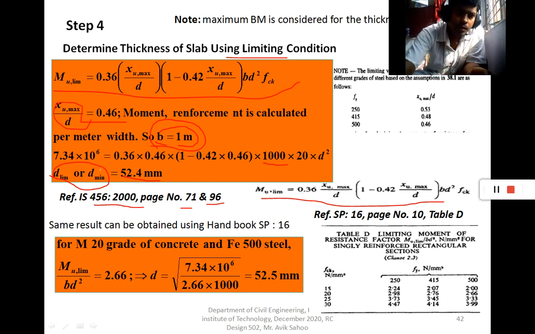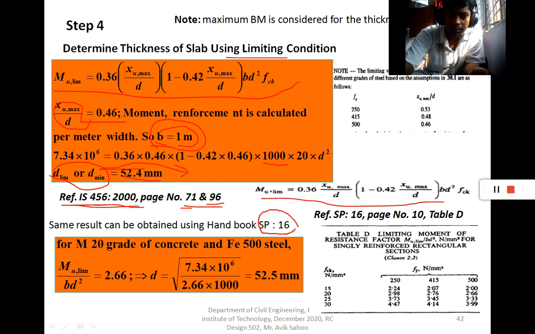So it means this minimum d you have to provide to sustain the load safely. So this much effective depth you have to provide. Okay, this is a minimum depth you have to provide. The references are given on page numbers 71 and 96. The same result can be obtained using the handbook SP16.